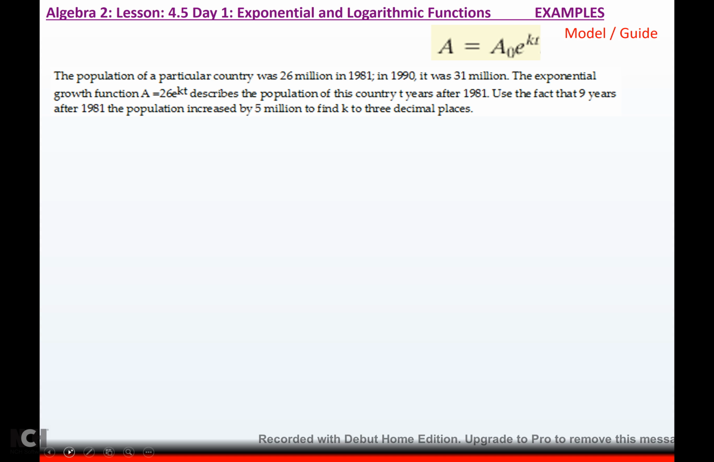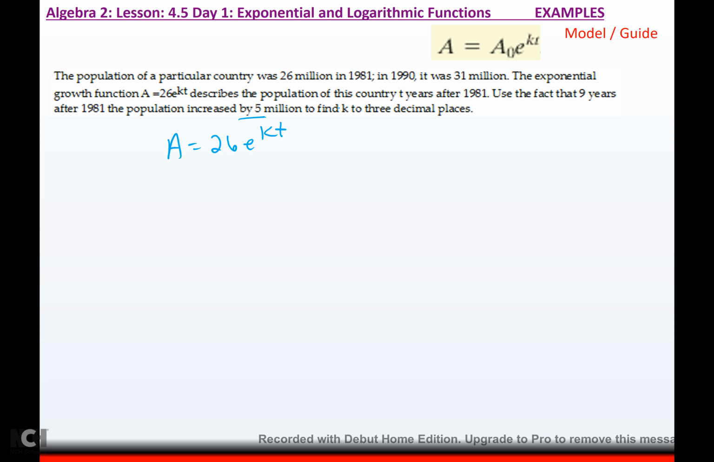Alright, another population. The population of a particular country was 26 million in 1981, and in 1990 was 31 million. The exponential growth function A equals 26e to the kt describes the population of this country t years after 1981. Use the fact that 9 years after 1981, the population increased by 5 million to find k to 3 places.